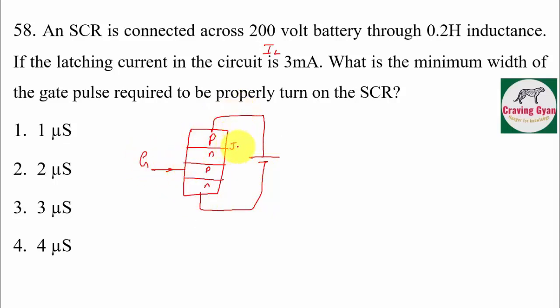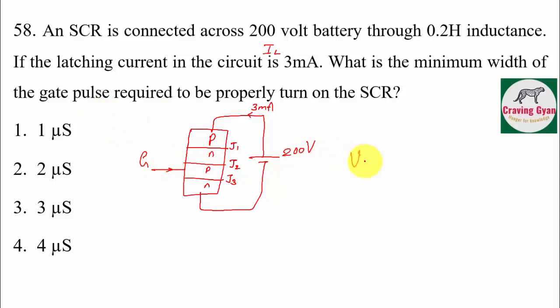When it is in forward blocking mode, J1 and J3 are forward biased, J2 is reverse biased. When it is fully forward biased, J1, J2, J3, all are forward biased, right? So what they are telling is the supply voltage is 200 volts, and the latching current is 3 milliamperes. Determine the pulse width of the gate.